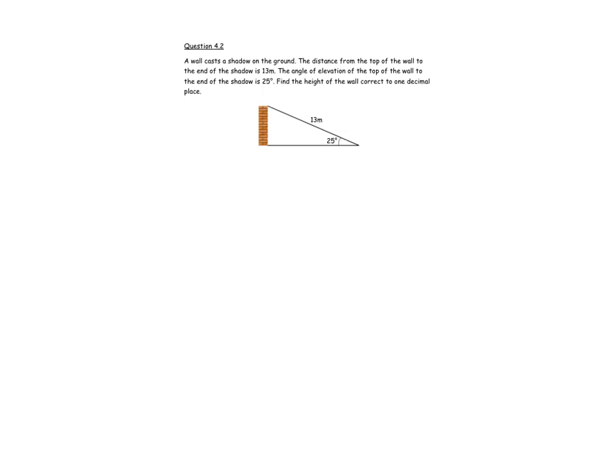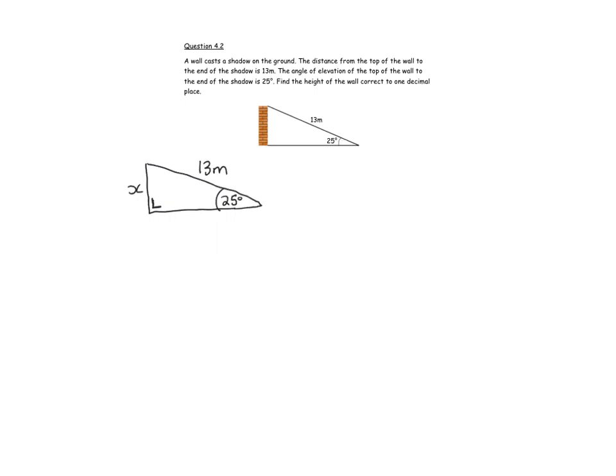So again, what I do here is I draw out the triangle again so that I can make it a little bit easier. So we know that the angle here is 25 degrees. This, of course, is a right angle. This is 13 meters. And what they want us to find is the height of the wall, which I might call x.